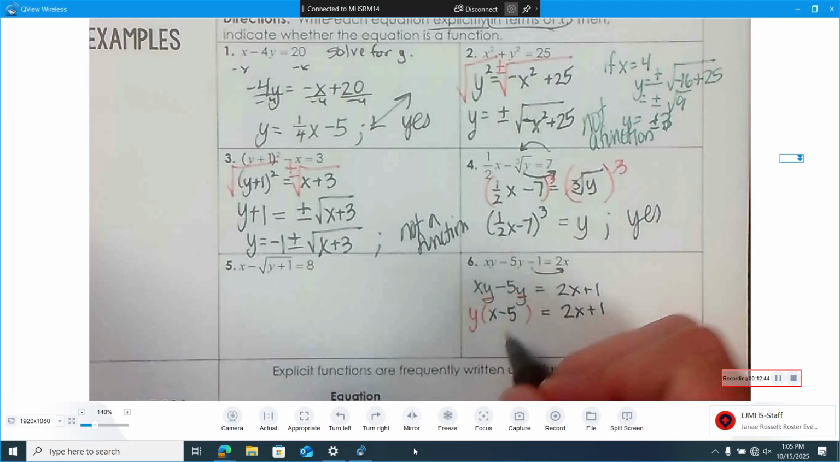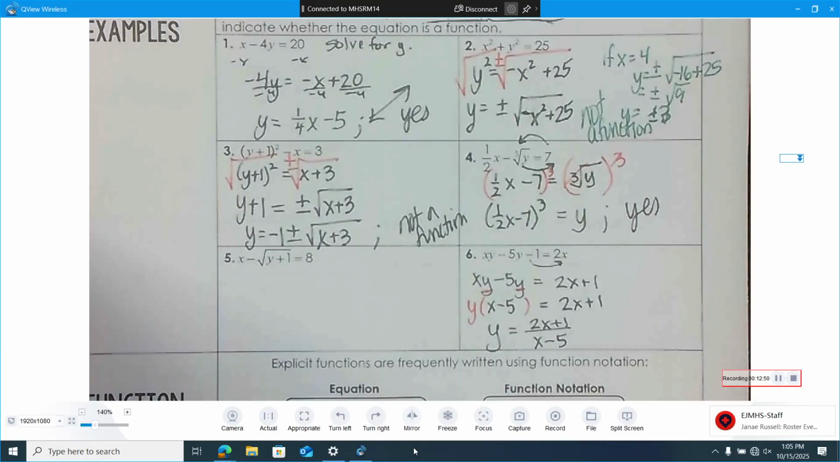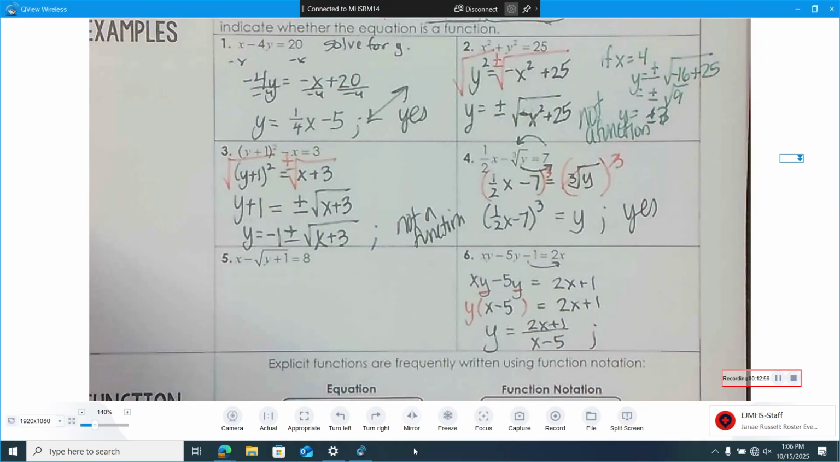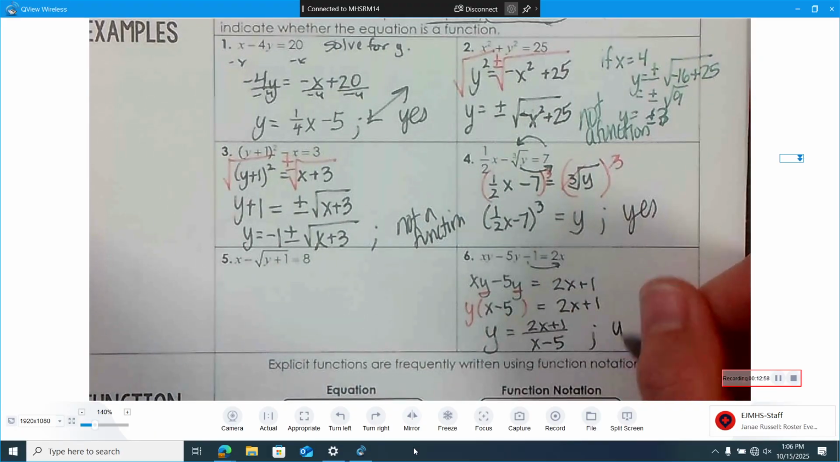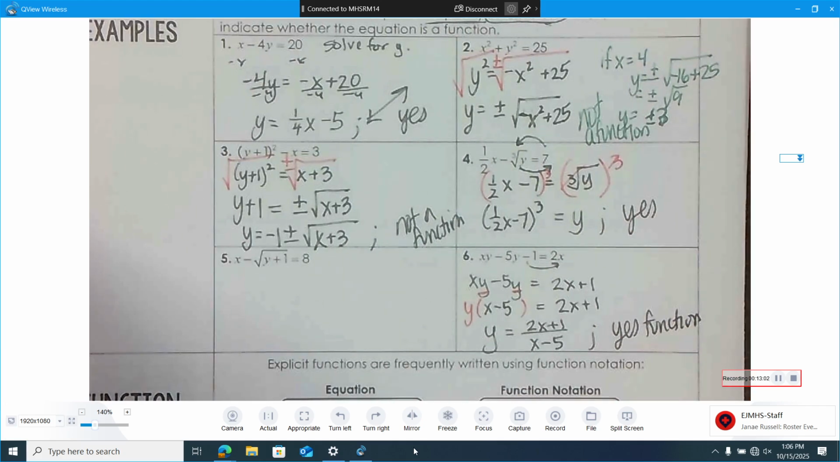X minus 5. Good. Divide by x minus 5. So y is by itself, and I would have 2x plus 1 divided by x minus 5. Beautiful. If I plug in an x value, how many y values am I going to get out? 1. So this is a function. All right. There's no plus or minus to worry about there. All right. Very good.